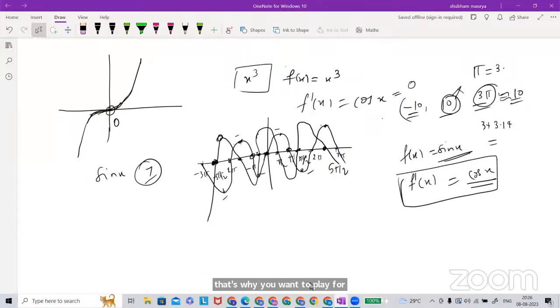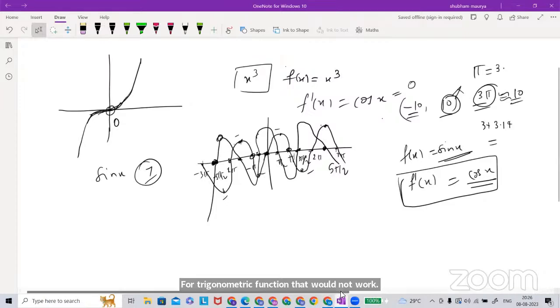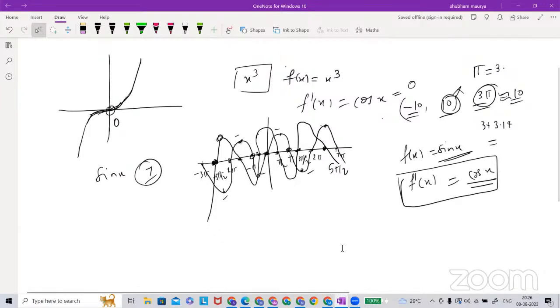If you see here, the number of roots and the number of turning points differ by only 1. For a trigonometric function, that would not work. In this case, because it is a sine wave, it always has a turning point at some interval, and also meets the x-axis at some point.